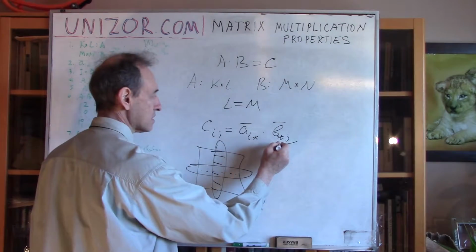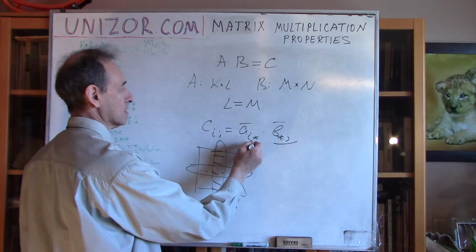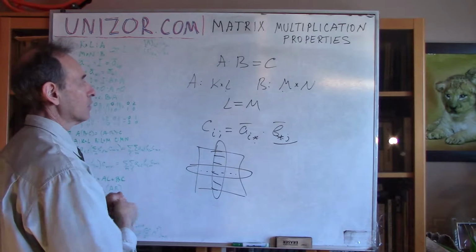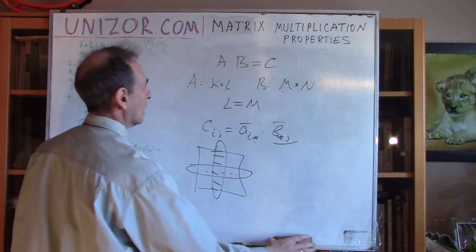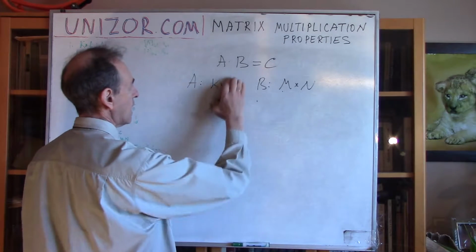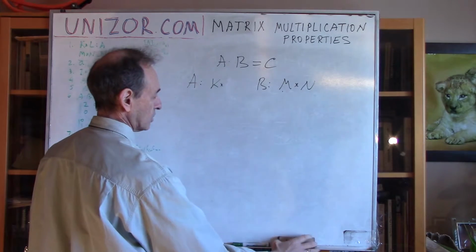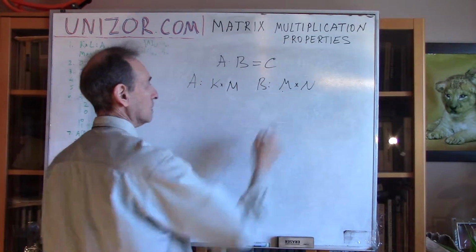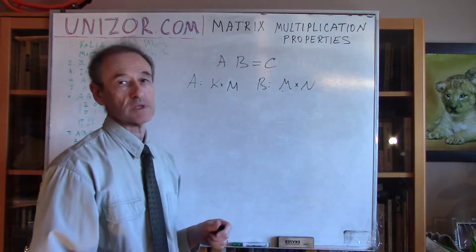The number of elements in the column is equal to the number of rows. So the number of rows here should be equal to the number of columns here. So that's why L should be equal to M. So now, whenever I have something like this, I will not have KL and MN. I would have KM and MN. So these two are supposed to be the same.